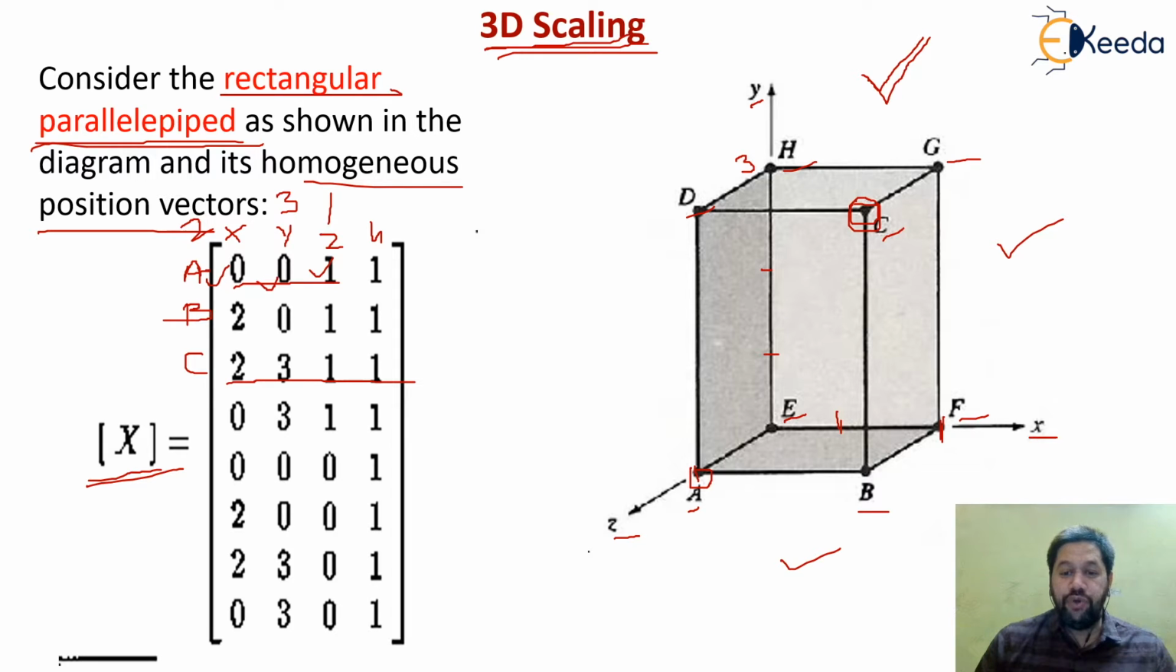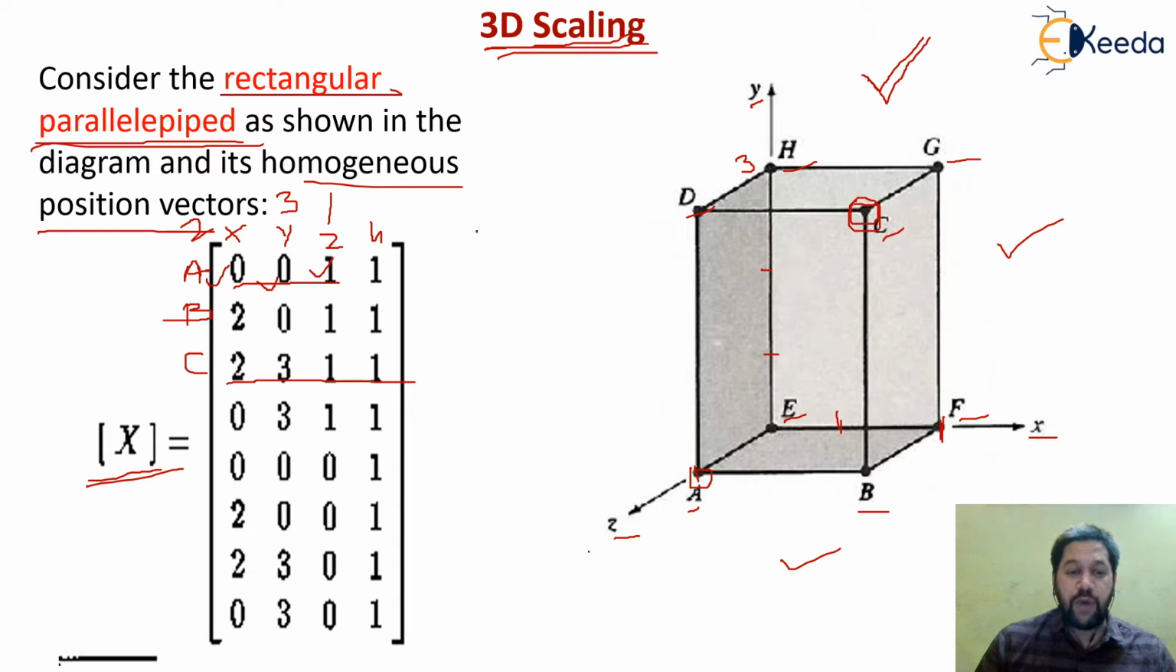Okay, I want to convert it into a unit cube. A unit cube has x, y, z values of 1, 1, 1. Because it is a unit cube, I suppose I want to convert this rectangular parallelepiped into a unit cube. So what do I need to do?